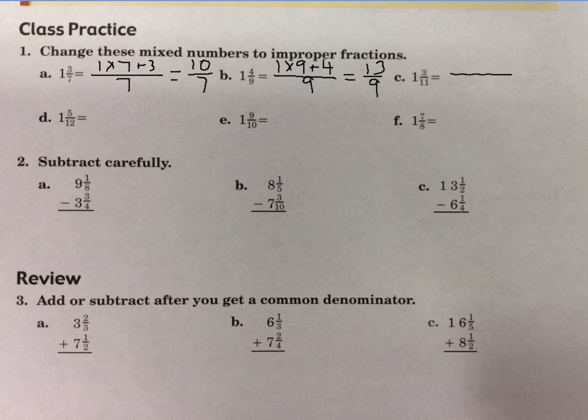C, same thing, a long line, an equal sign, and then a fraction bar. 1 times 11 plus 3. 1 times 11 would be 11, plus 3 more would be 14. 11 will be our denominator, and we get 14 elevenths. D.